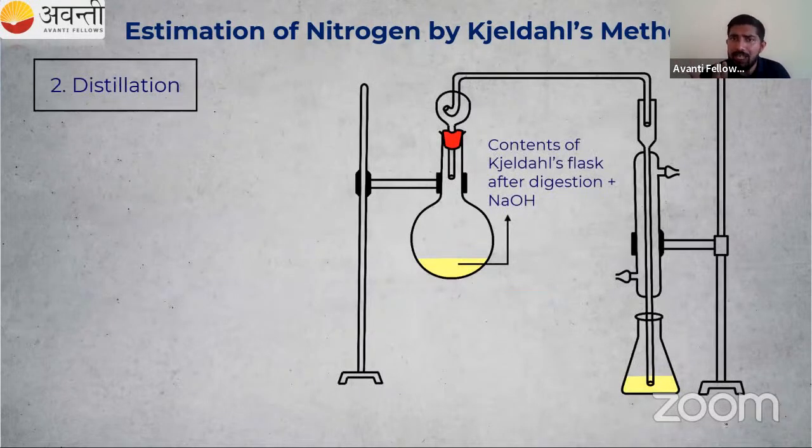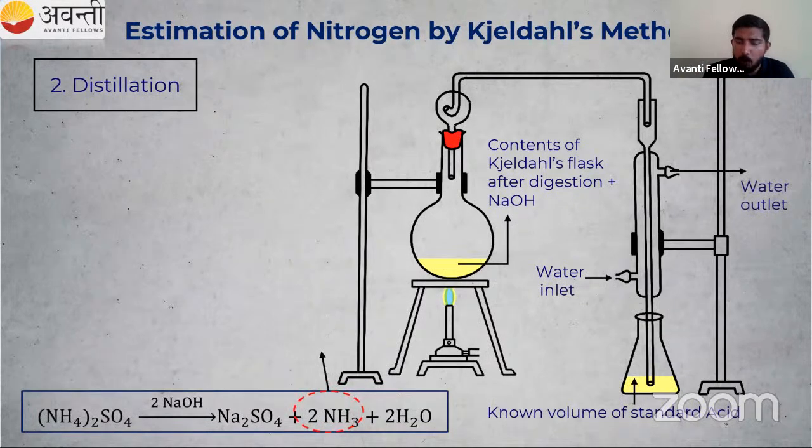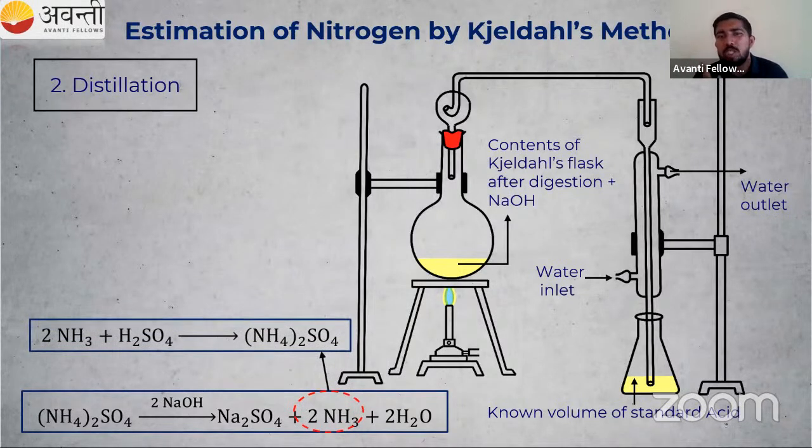Second is distillation. There is some content in the Kjeldahl's flask. I'm taking that plus NaOH. I'm adding some NaOH. Then what is happening here? Ammonium sulfate in the presence of sodium hydroxide, basic medium, right? So what are the products? Na2SO4 and ammonia plus water. So I am taking this ammonia. Then ammonia plus again H2SO4, and I am getting ammonium sulfate again, in a more pure form. So based on ammonium sulfate, we can estimate the percentage of nitrogen.